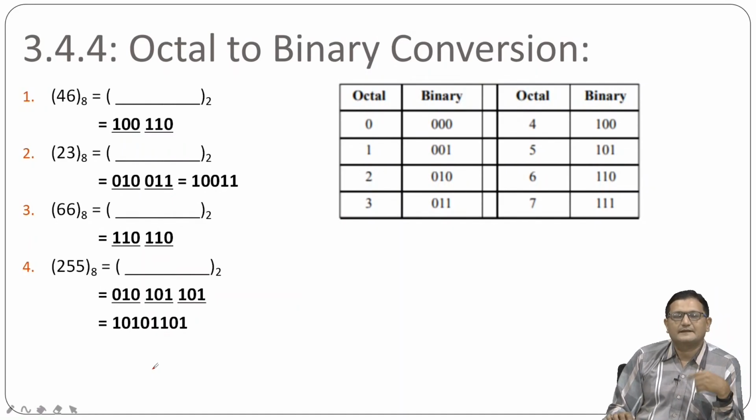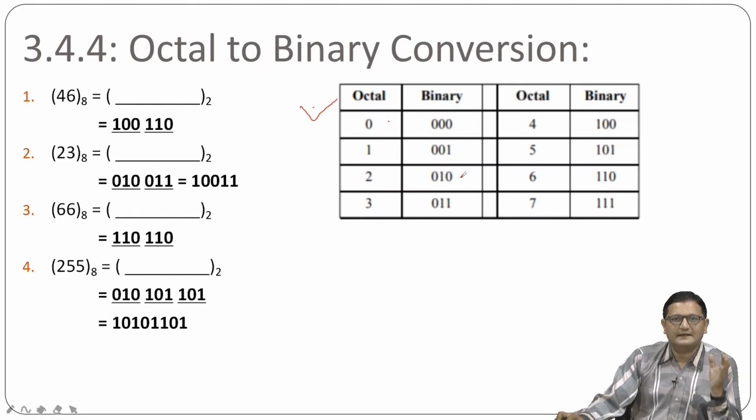Now, suppose an octal number is given to you and you need to convert it into binary. How will we convert it into binary? Make sure you memorize this particular table. In octal, how many symbols do we have? We have 8 symbols, and those symbols are 0, 1, 2, 3, 4, 5, 6 and 7. Here I have written the binary. Suppose the octal number 0 is there, you need to write 000. Here we will use 3 bits, 3 binary bits.